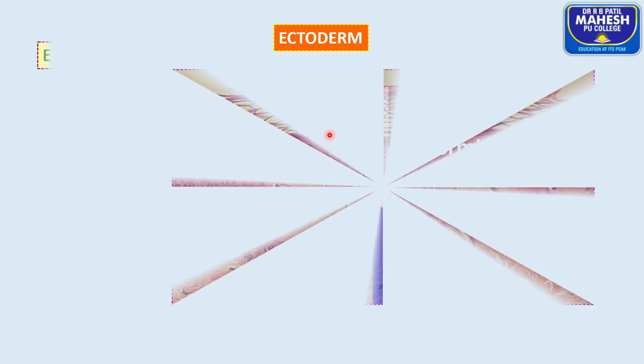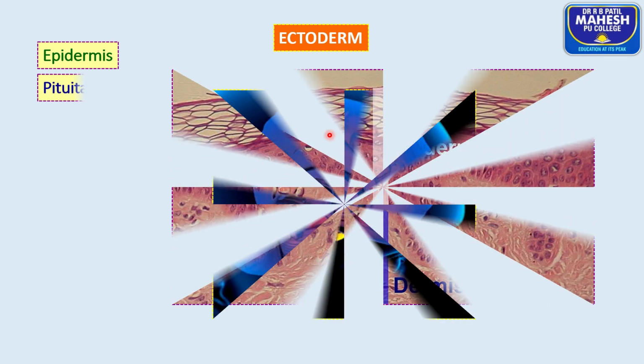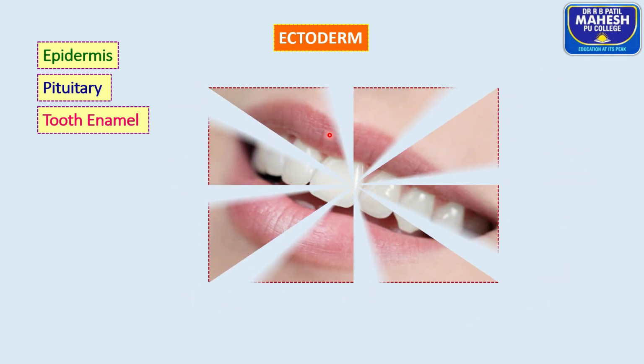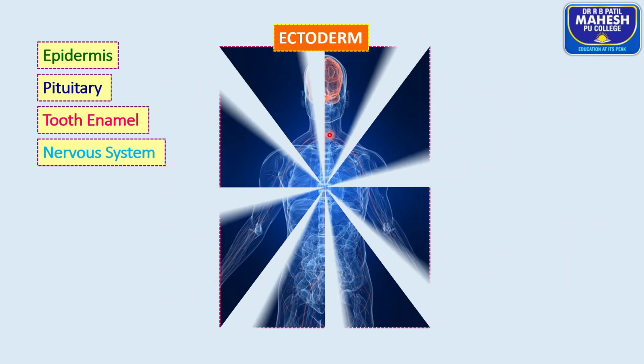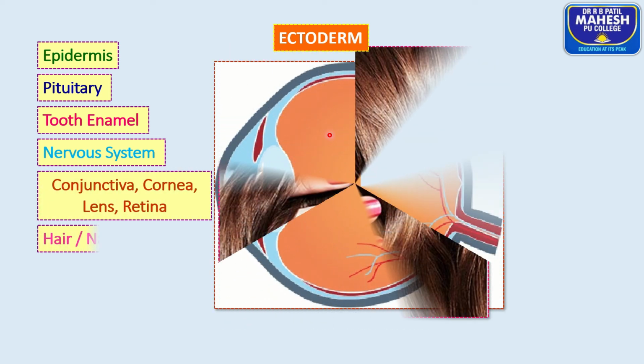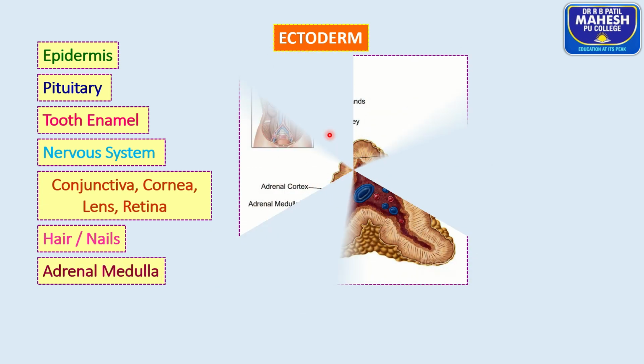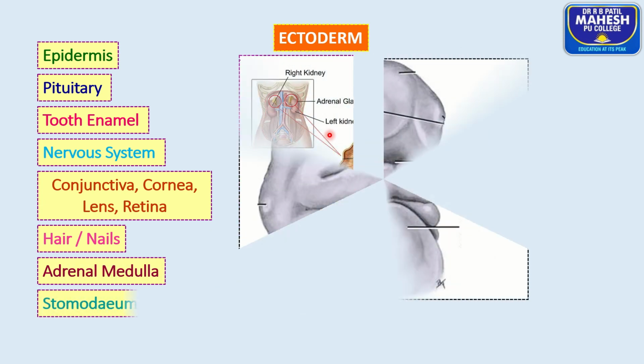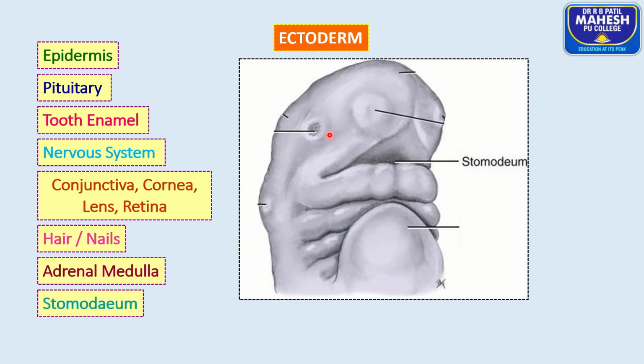For example, from the ectoderm: epidermis, pituitary gland, tooth enamel, nervous system, conjunctiva, cornea, lens, retina, hairs and nails, adrenal medulla, and stomodeum. These are the structures which are derived from ectoderm.